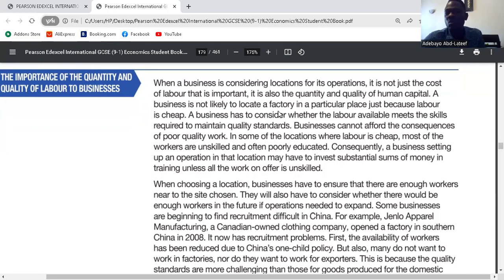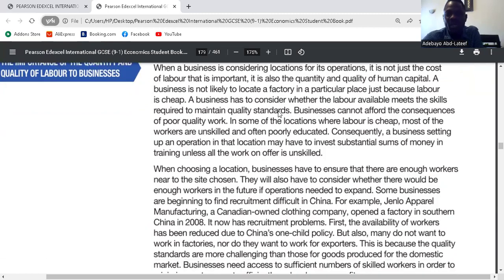So a business is not likely to locate a factory in a particular place just because labor is cheap. A business has to consider whether the labor available meets the skills required to maintain quality standards. Businesses cannot afford the consequence of poor quality work. In some of the locations where labor is cheap, most of the workers are unskilled and often poorly educated. Consequently, a business setting up an operation in that location may have to invest substantial sums of money in training, unless all the work on offer is unskilled.